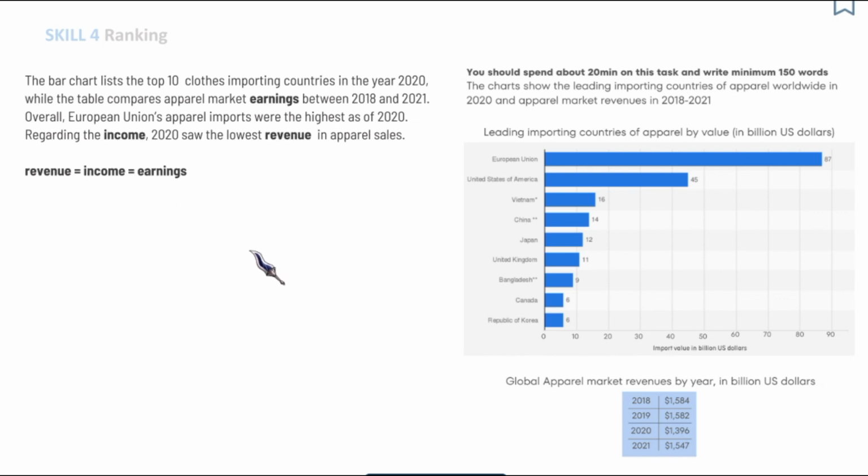Now at the screen you can see three synonyms of the word revenue. So once again, the table tells us about revenues, and revenues is how much money the market made. So in other words, you can say income or earnings, and I have used all of them in this little paragraph.